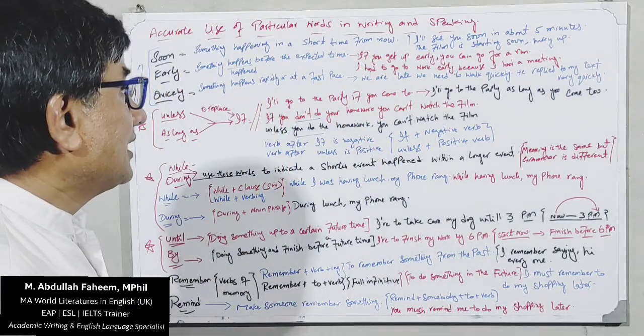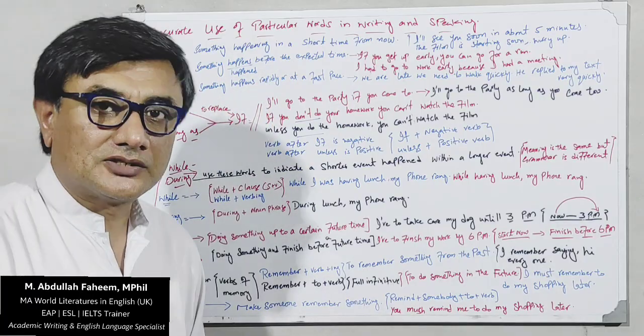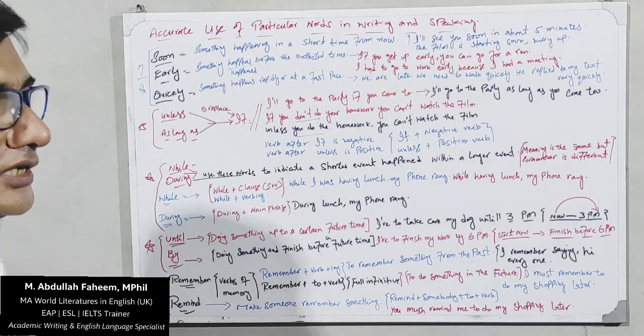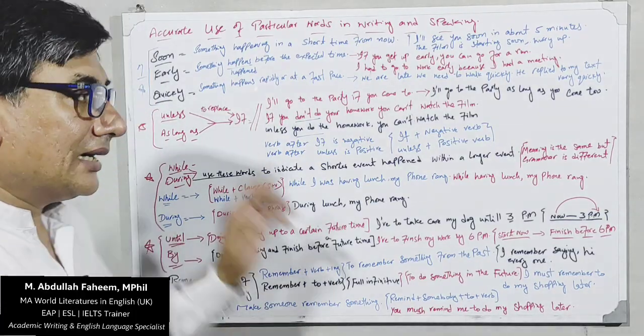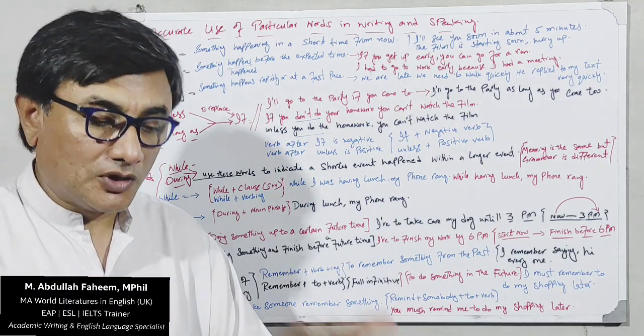Accurate use of some words, as is the title of this lesson, accurate use of some particular words in writing and speaking. We often come across these words: soon, early, and quick. It's a set of words: soon, early, and quick. Soon is something that happens in a short time from now on.